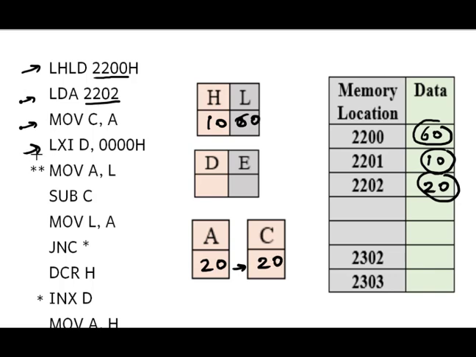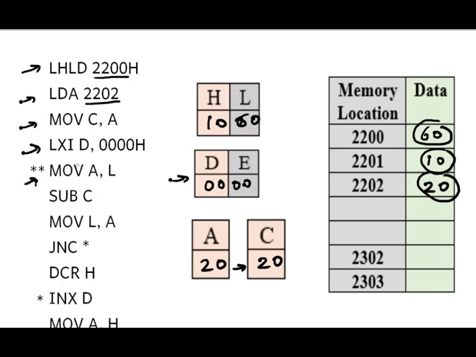Next we do some initialization. We do LXI D, 0000H. With this instruction, 0000 gets stored in register pair DE. This DE will store the quotient. We'll see that.